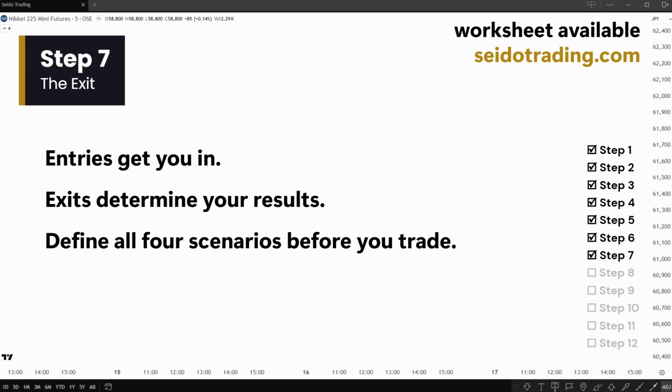A common source of inconsistent results is undisciplined exits, driven by indecision in the moment. Your exit rules must be as clearly defined as your entry rules.